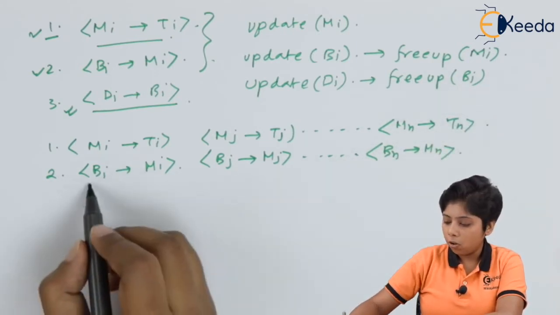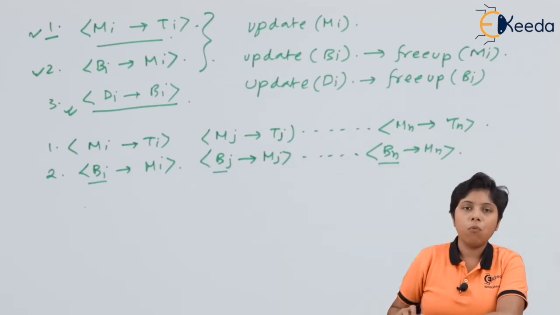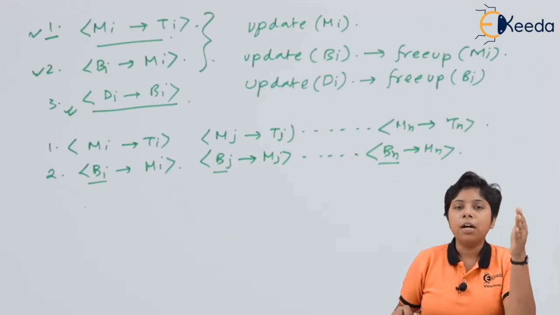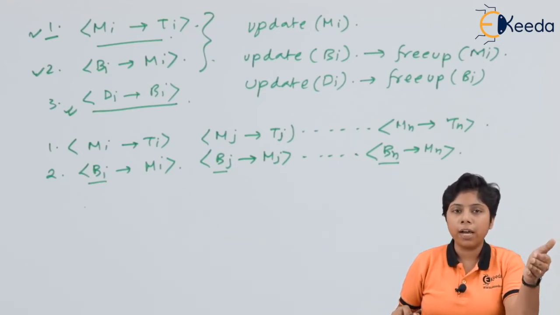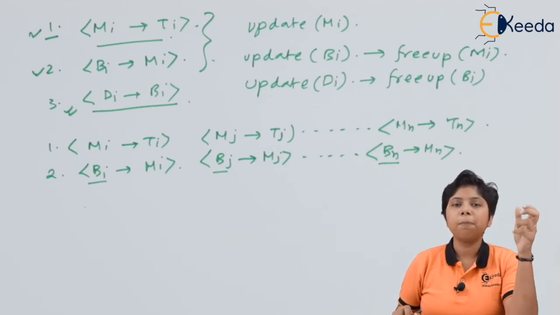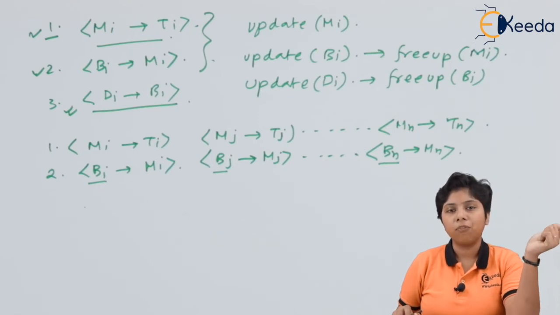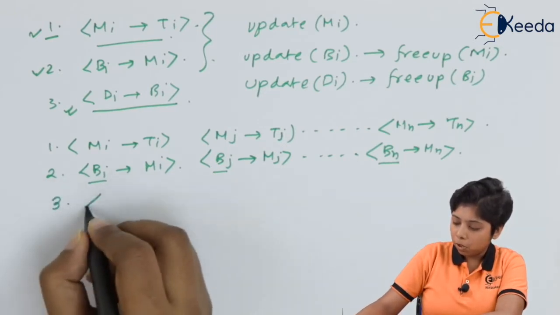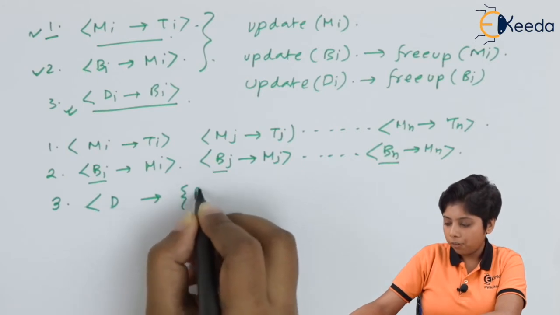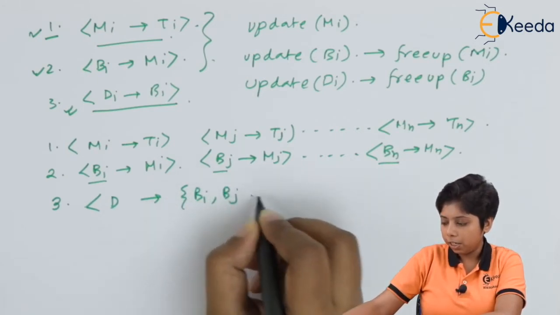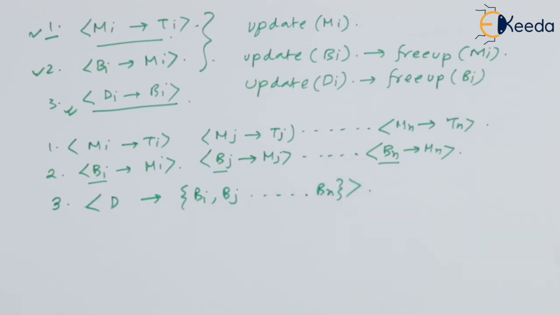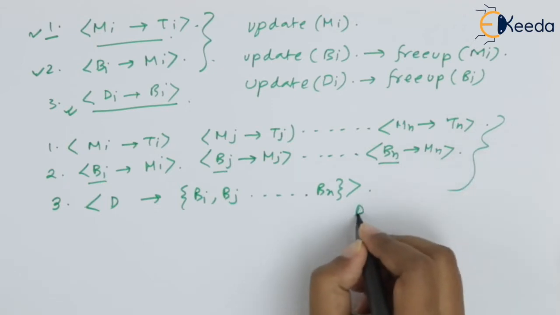So now after having all this BI, BJ and BN, what we are doing is deferring this database modification. We are doing it periodically, say overnight, or say for 2 transactions, or monthly, weekly, in some periodical manner we are doing this modification to the database. So now we can have this step 3 as a modification of D to the set of BI, BJ to BN. So this is what is done within this deferred modification.